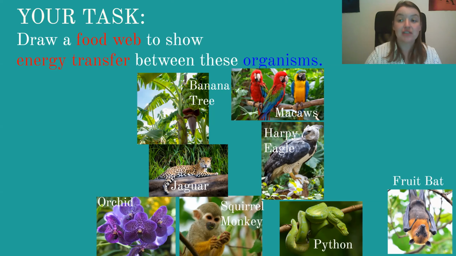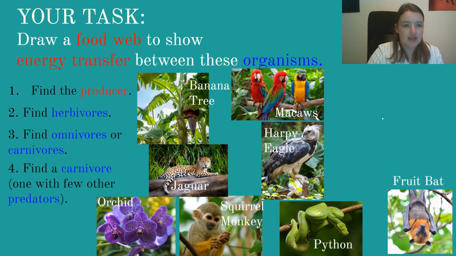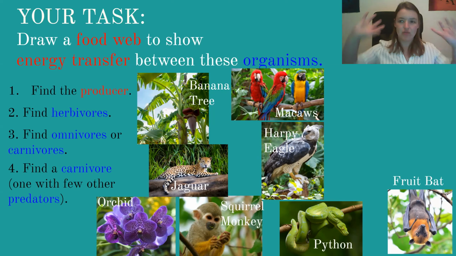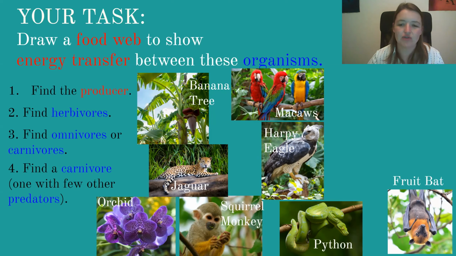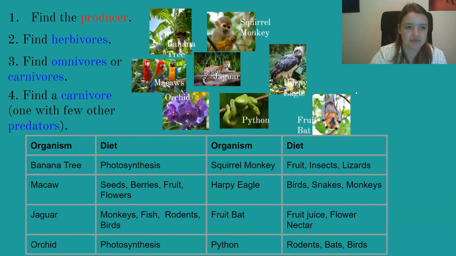Okay, I'm going to move on to the next slide. The next slide is what you will need to be able to do your task. So you're going to find the producer, then you're going to find the herbivores, the animals that only eat plants, absolutely. Then you might look for omnivores or carnivores that might eat those herbivores. And finally, you're going to think about who would be at the top of your chain. Who is a carnivore that has few other predators?